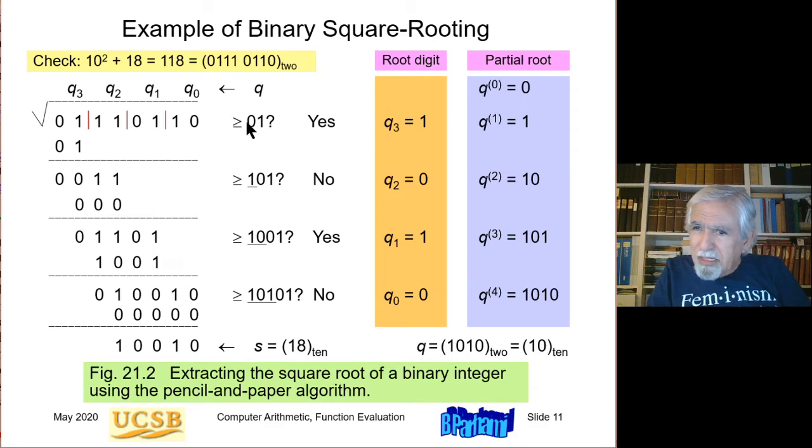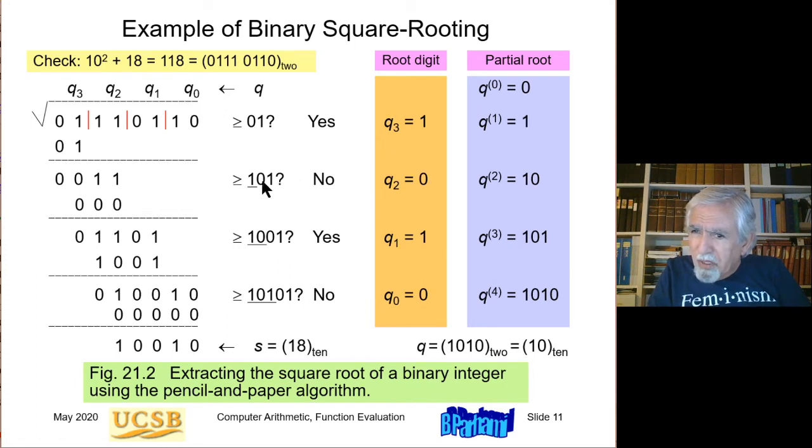Okay, is this partial remainder greater than or equal to 0, 1, which was formed by appending 0, 1 to the end of the partial root? The answer is yes, or the trial subtraction yields a non-negative result, and therefore the first quotient bit is equal to 1. Then my partial root at this point is 1.